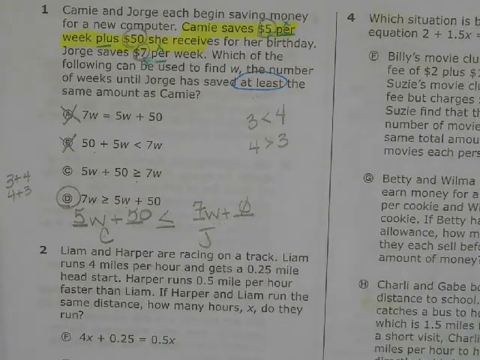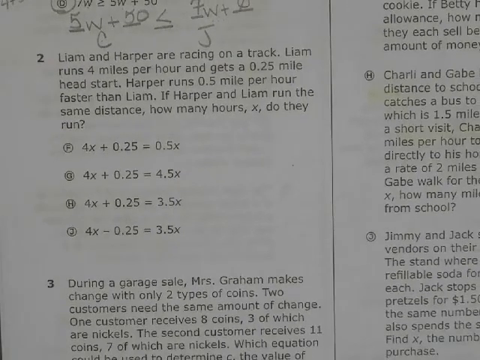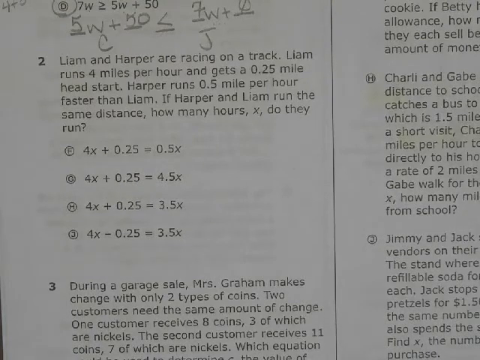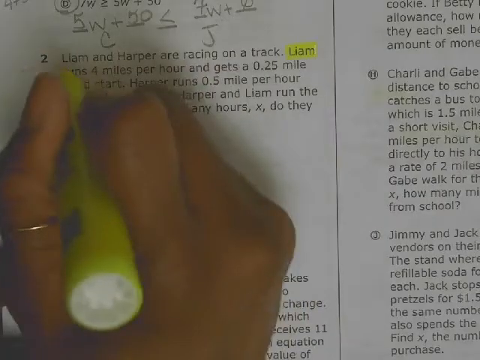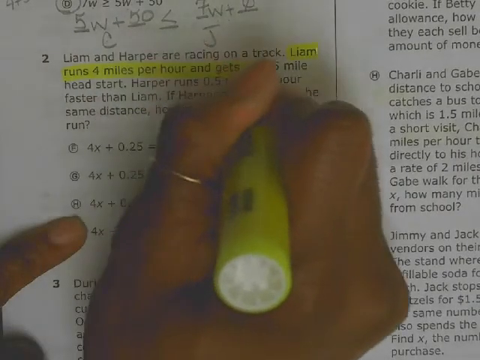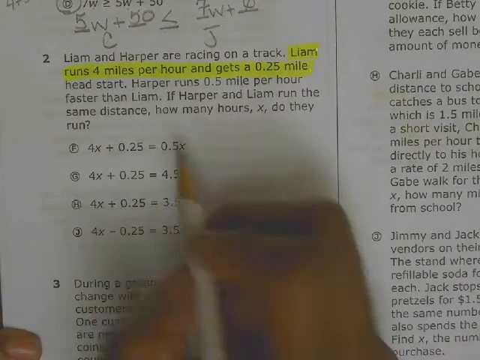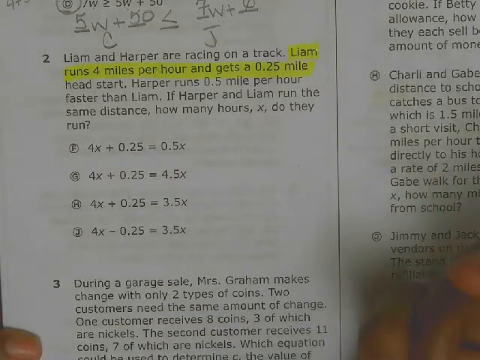All right, last one, Liam and Harper. So this one was a little bit tricky, and I'll admit, it can catch you slipping. So again, not going to reread them again because we did those in class. We're going to highlight Liam. Liam runs 4 miles per hour and gets a quarter of a mile start. 0.25, however you want to do it. So look, I'll have all equal signs in my answer choices. So that kind of gives it away for me.